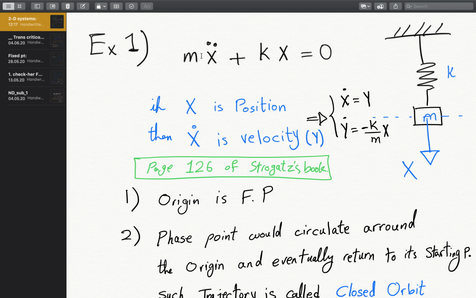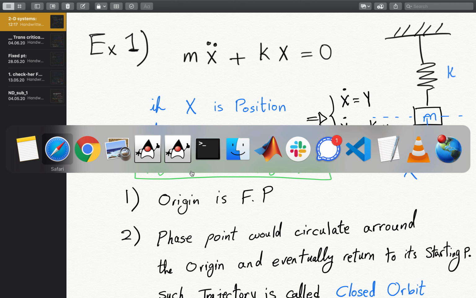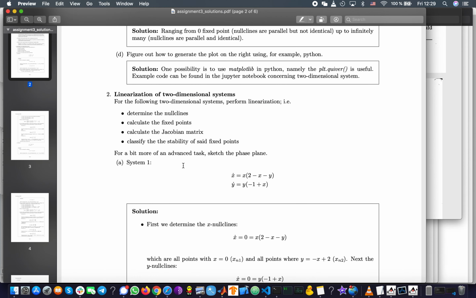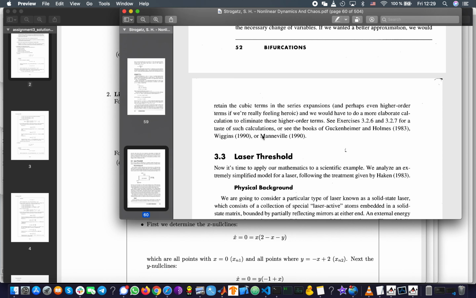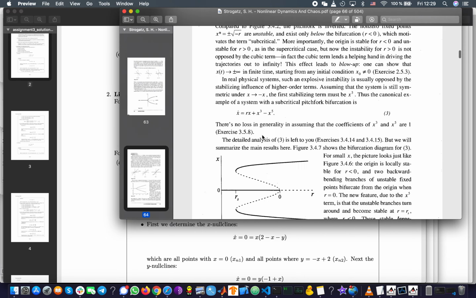So if we just check, I want to bring up page 126 of Strogatz's book.